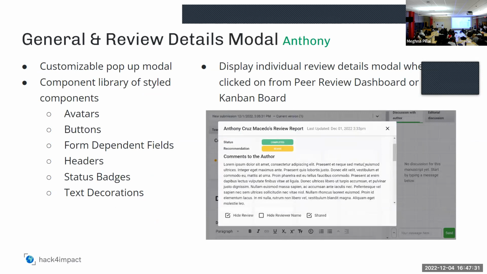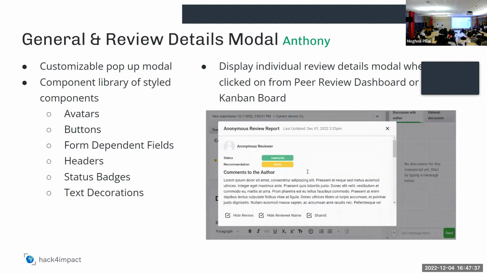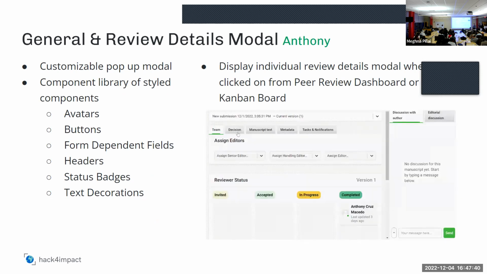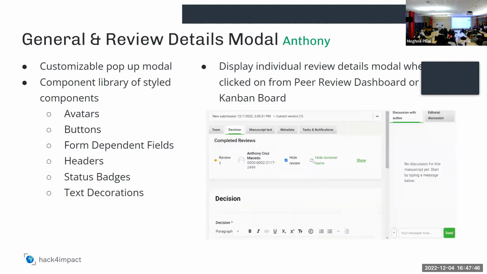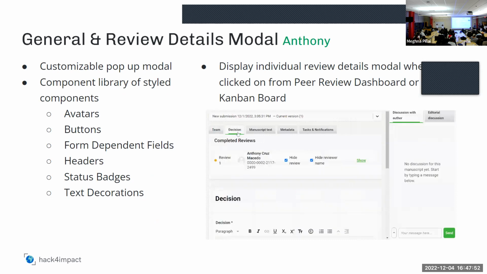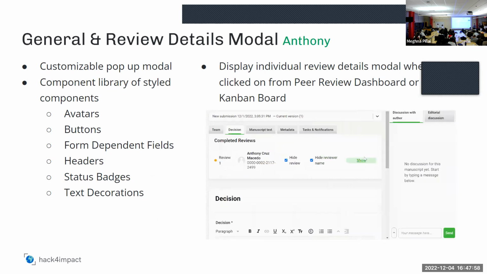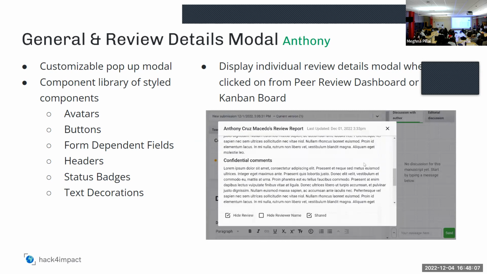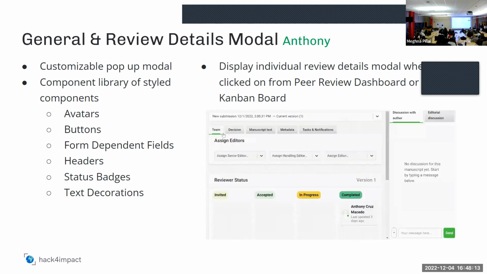I got to work on a general pop-up modal that was going to be used throughout the peer review dashboard and the Kanban board, as well as a style component library that can be used to customize the modal depending on what kind of information you want to display with it. I used the modal and its component library to create the peer review details modal, which displays reviewer information, relevant statuses, comments, files, and other fields that can be customized by users under the review form properties. It also supports editor controls such as sharing the review with others in the review cycle, or toggling reviewer anonymity on and off.